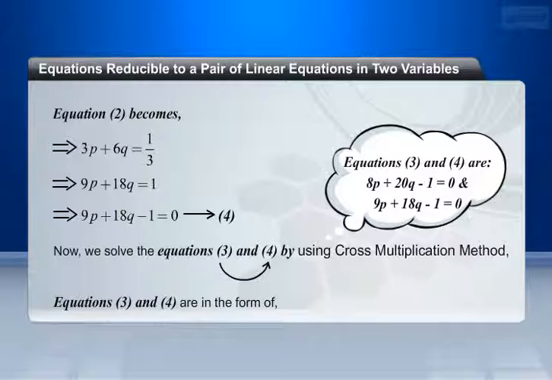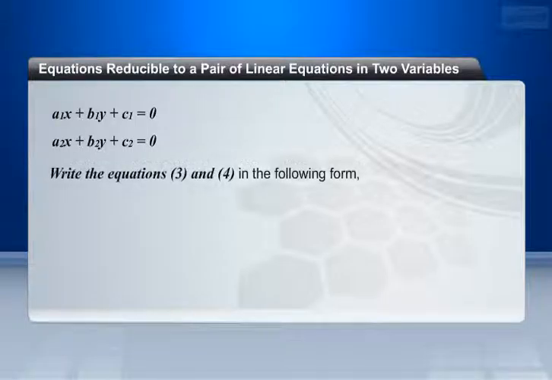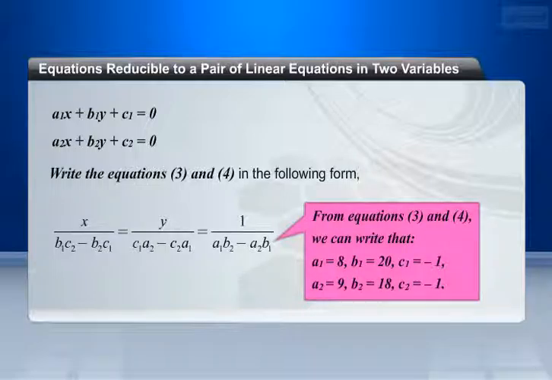Equation 3 is 8P plus 20Q minus 1 equals 0, and equation 4 is 9P plus 18Q minus 1 equals 0. Comparing equations 3 and 4 with the general form, that is, A1x plus B1y plus C1 equals 0, A2x plus B2y plus C2 equals 0, we have A1 equals 8, B1 equals 20, C1 equals minus 1 and A2 equals 9, B2 equals 18, C2 equals minus 1. We know that x is divided by B1 C2 minus B2 C1 equals y is divided by C1 A2 minus C2 A1 equals 1 is divided by A1 B2 minus A2 B1.